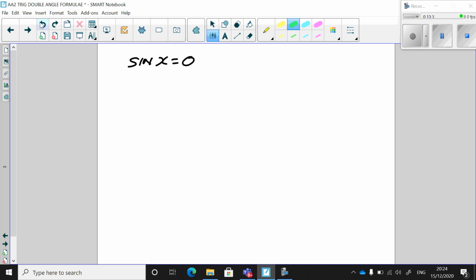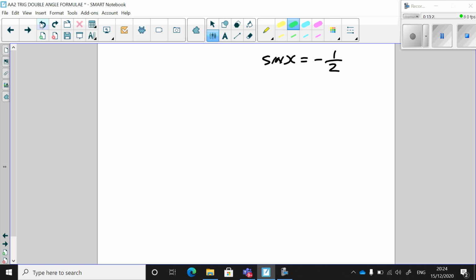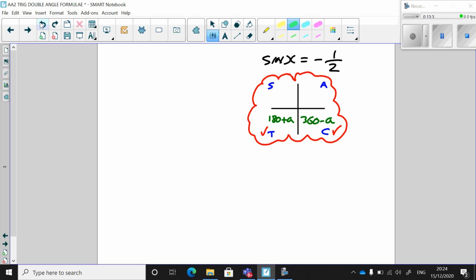Right. Sine x equals 0. Let's use the graph. Okay. We know we're not including 360. So that's my two solutions. x is 0 and x is 180. Other one, sine x equals negative half. Where's sine negative? Well, it's positive in All and Sine, so it's going to be negative in Tan and Cosine. Right, there's my wee formulas here. Remember to replace x with a and get rid of the negative.